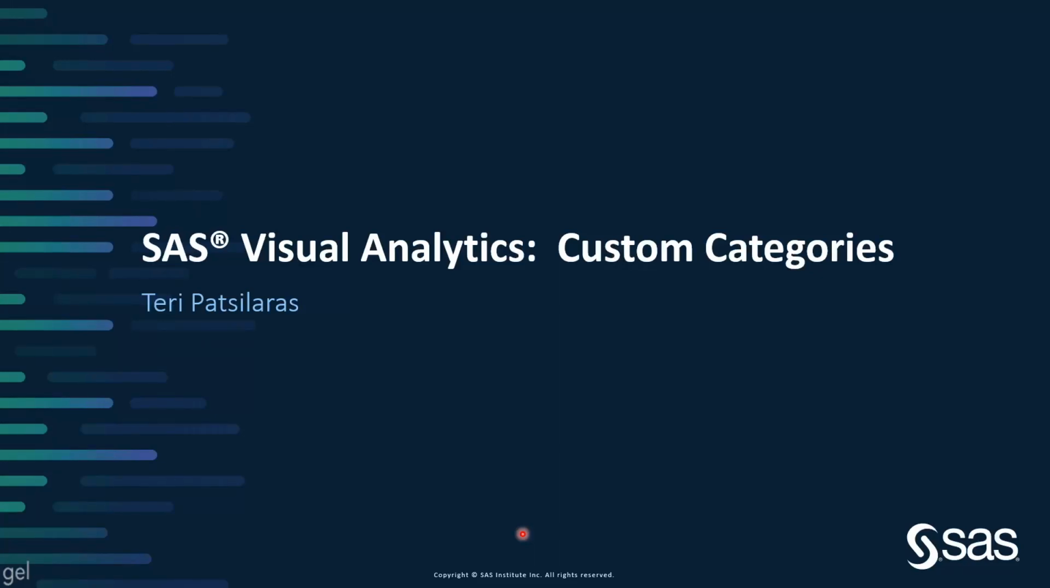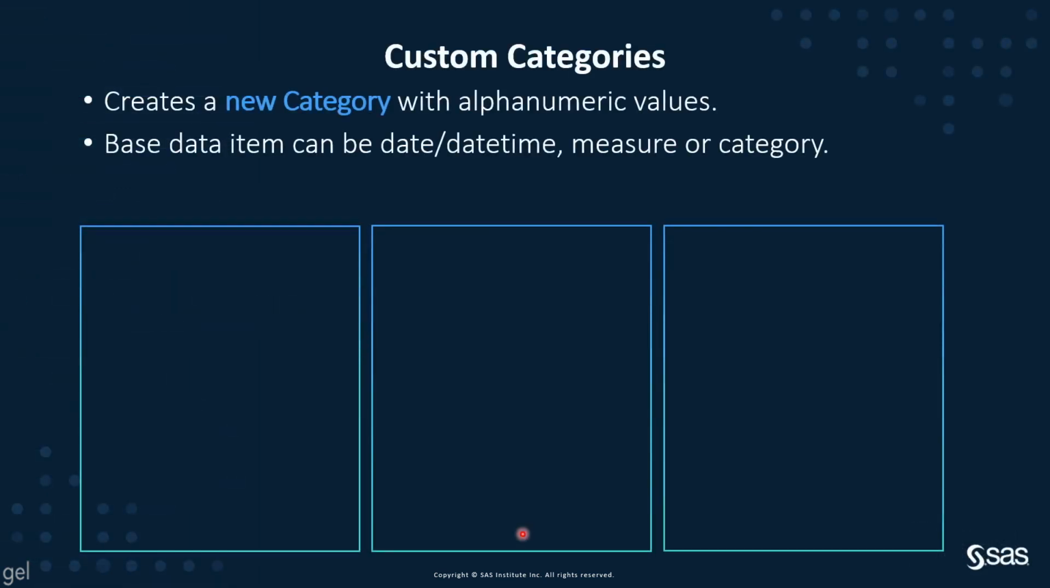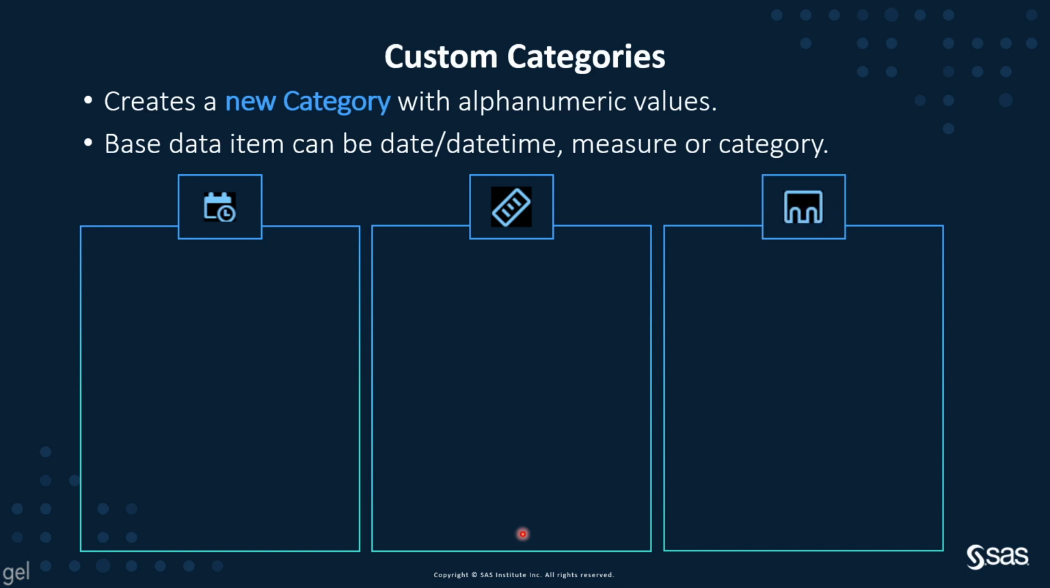In this video, I will demonstrate how to create custom categories for date, measure, and category data items. A custom category creates a new category data item with alphanumeric values. The base data item can be date, date time, measure, or category. Let's take a look at some simplified examples.